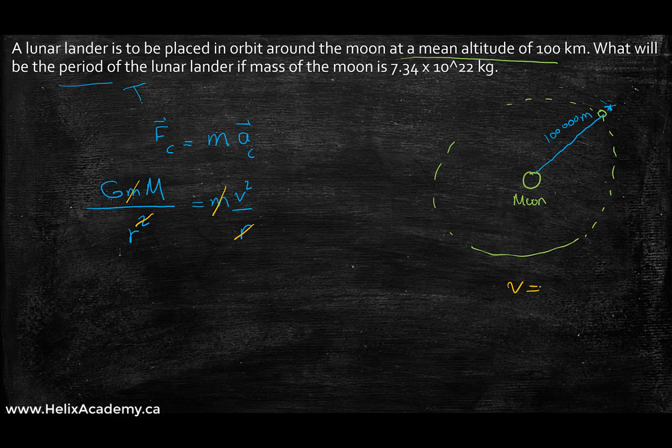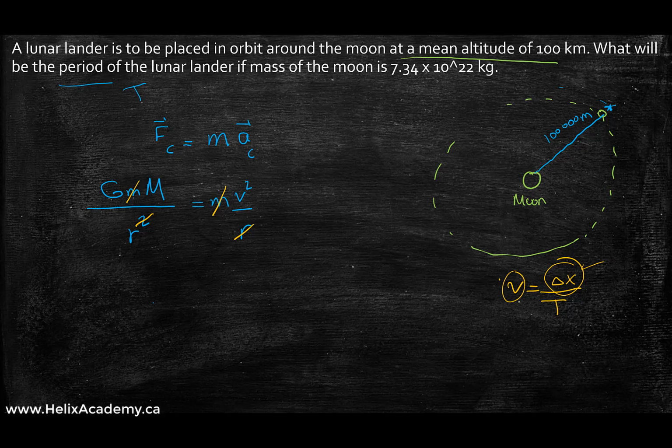velocity. Velocity is equal to delta x over the period, so in order to find period, we need velocity and distance, and the distance around the moon can be calculated as the circumference around it. What we need to do is calculate v, and then we can find delta x, no problem, and using those we can find period.